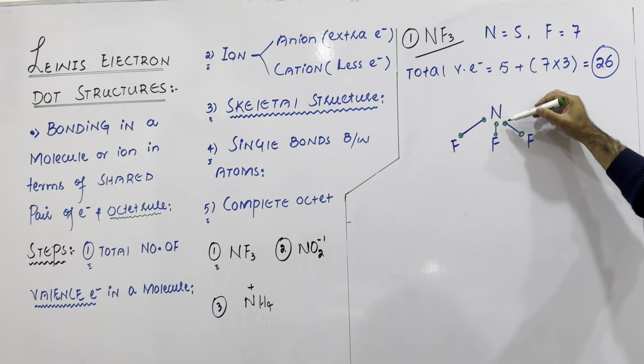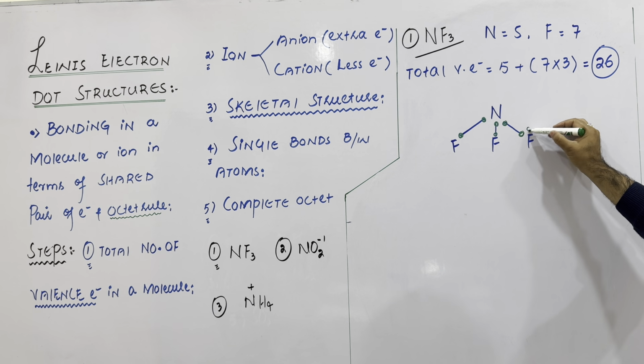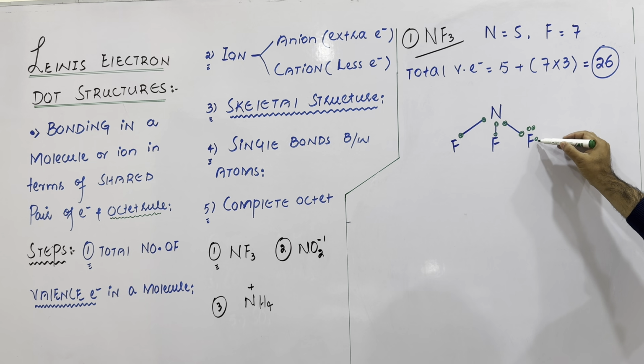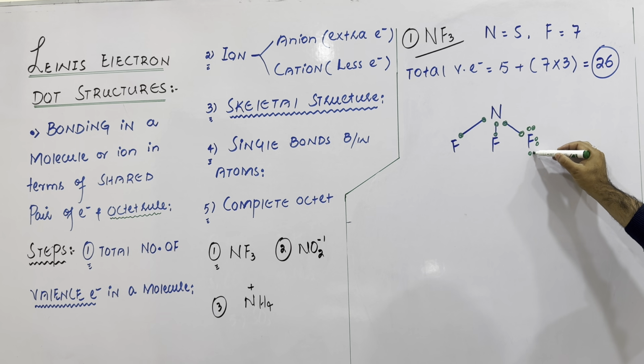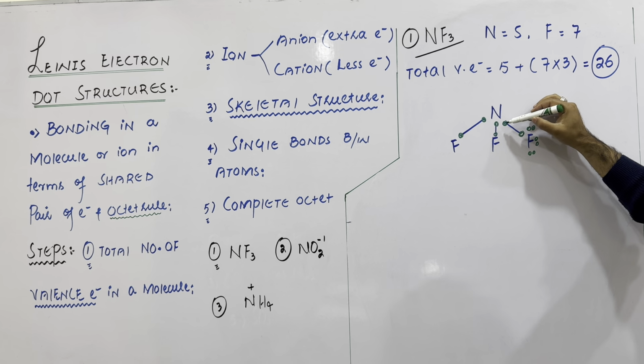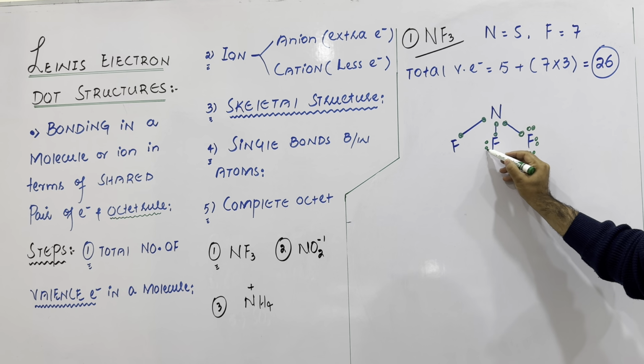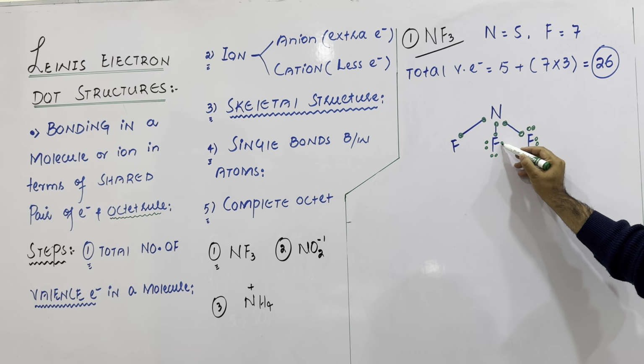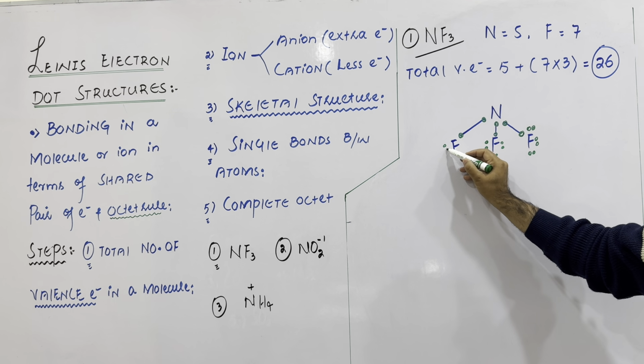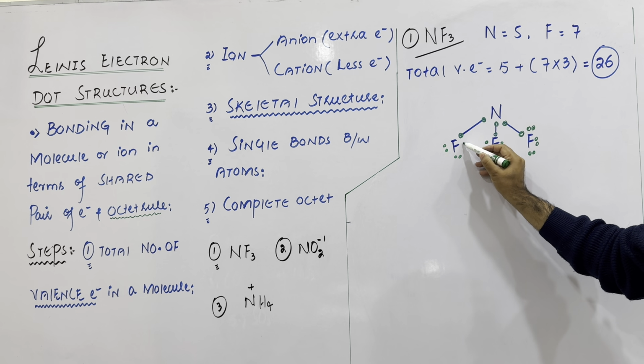This fluorine has two electrons, so in order to complete its octet, it must have six more electrons in the form of three lone pairs. So 1, 2, 3, 4, 5, 6, 7, 8. Its 8 electrons are completed. In the same manner, every fluorine will get three lone pairs of electrons for the completion of its octet.